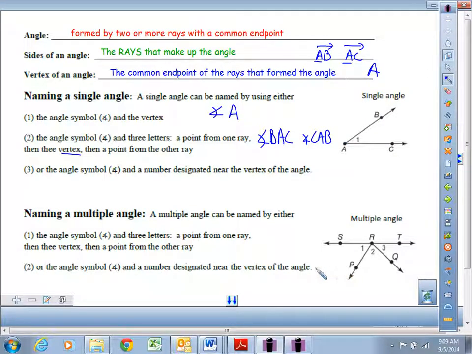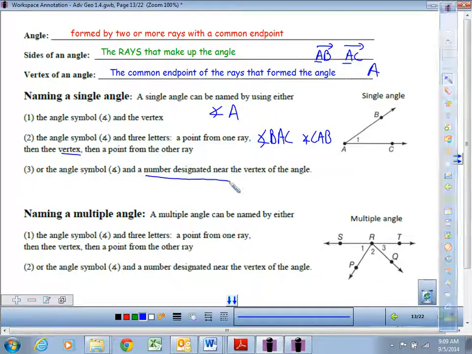Now the other way we can do it, and we'll see this as well throughout the year, is that we can use a designated number near the vertex to designate that angle. So right here we have this, so we could also just call this angle 1. Remember that we're always just going to use our angle symbol. So if you are naming an angle, you must use the angle symbol.